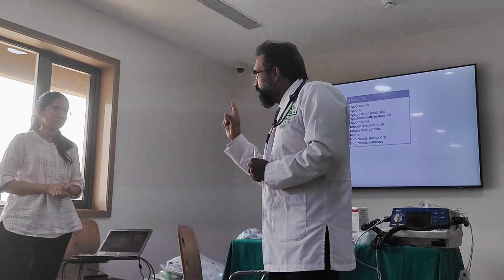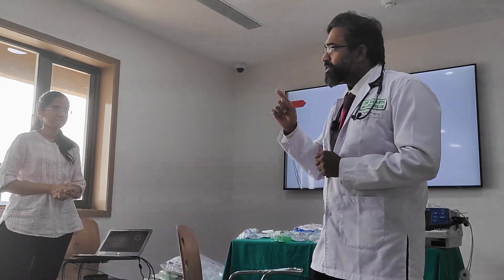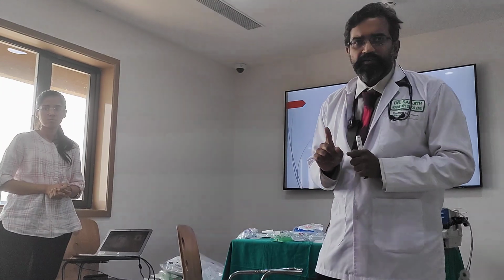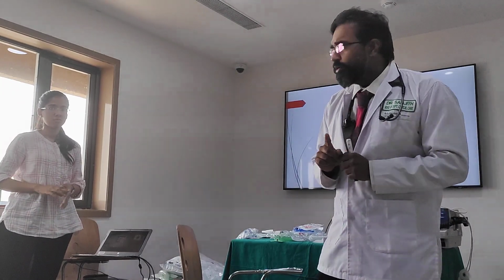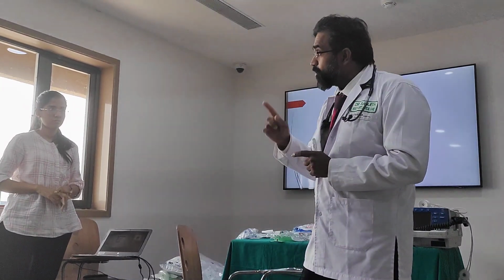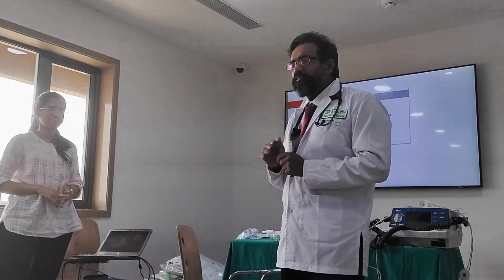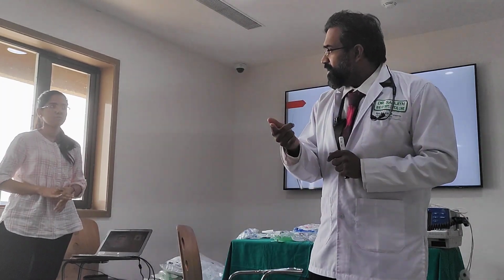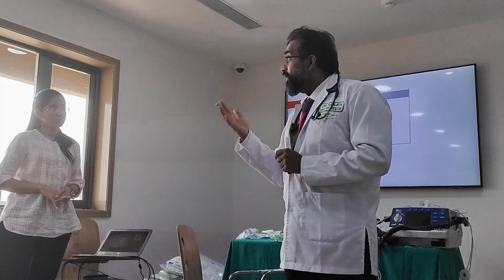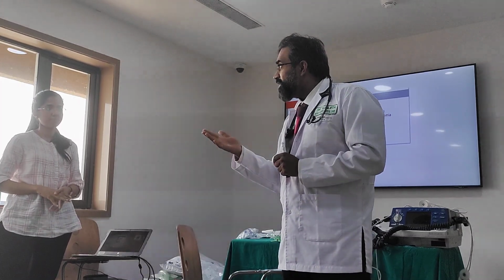I look for cardiac tamponade first because it requires immediate treatment, a needle inside the heart, right, inside the pericardium. So I look for cardiac tamponade. At the same time, I look for pulmonary embolism because that would again require thrombolysis. Third thing I look for is myocardial infarction, regional wall motion abnormality.